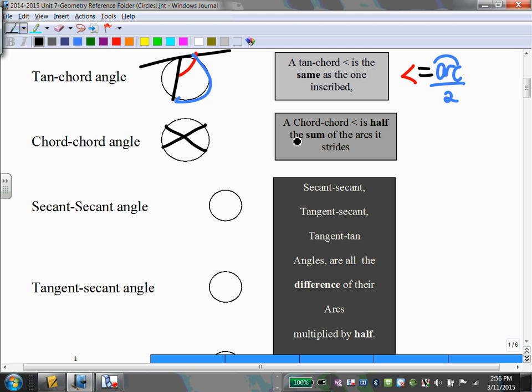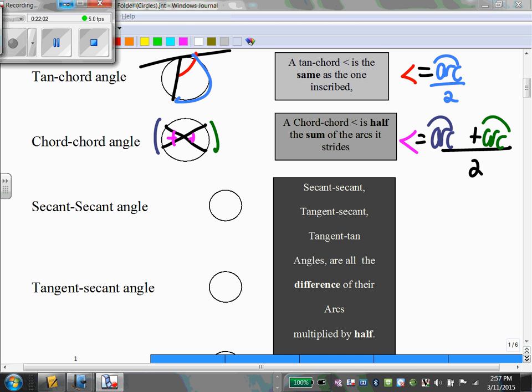Next one, a chord angle is half the sum of the arcs it strives. So that angle, these two pink angles are equal, but it equals this arc plus this arc over 2. So that's how it goes. A chord angle is half the sum of the arcs it strives.